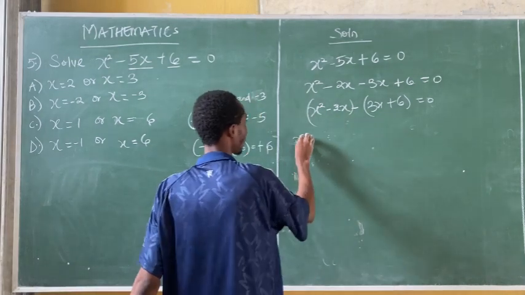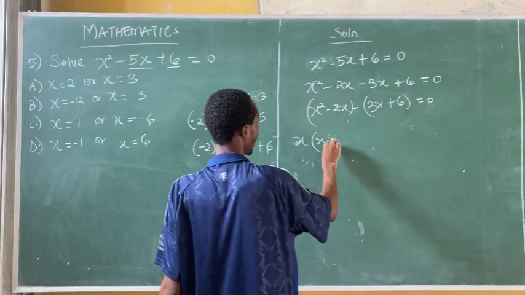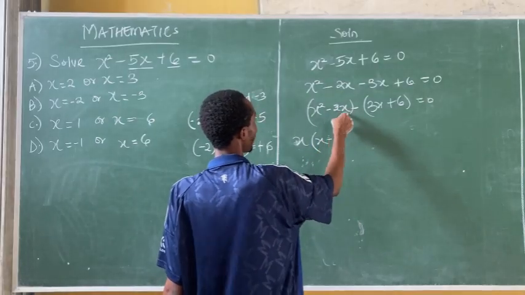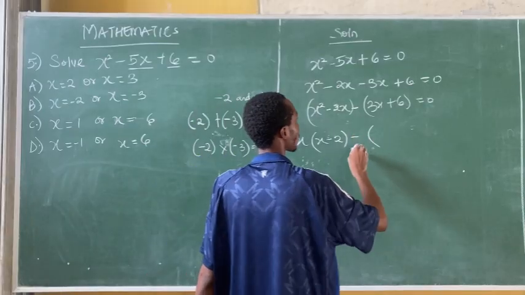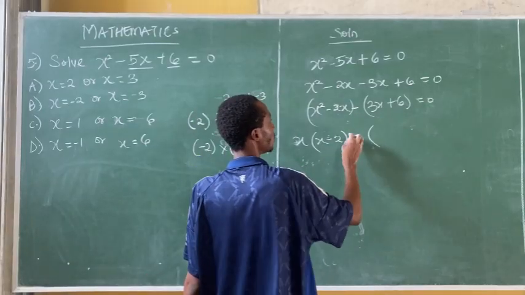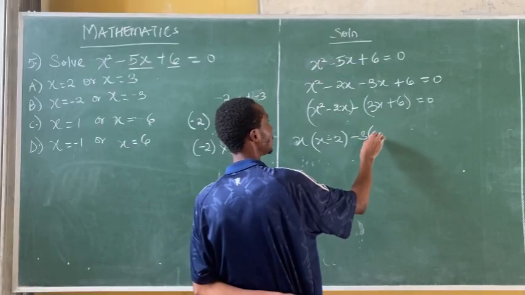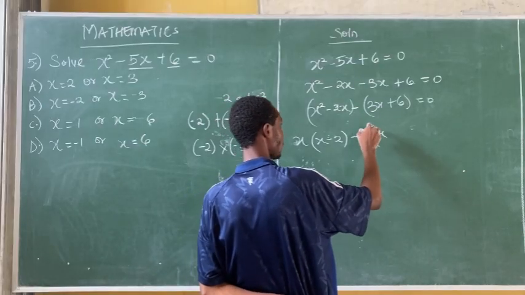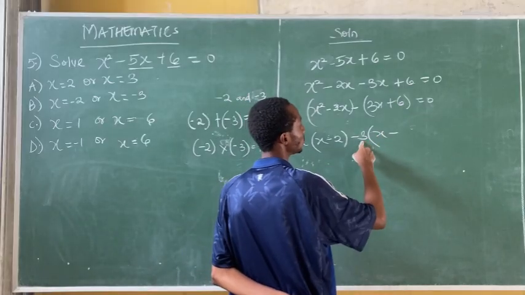There's something common here, right? x. So if you factorize, you have x squared divided by x, you have x. Minus 2x divided by x, you have 2. Minus, there's something common here, which is what? 3, right? 3x divided by 3, you have x. Minus 6 divided by 3, you have what?